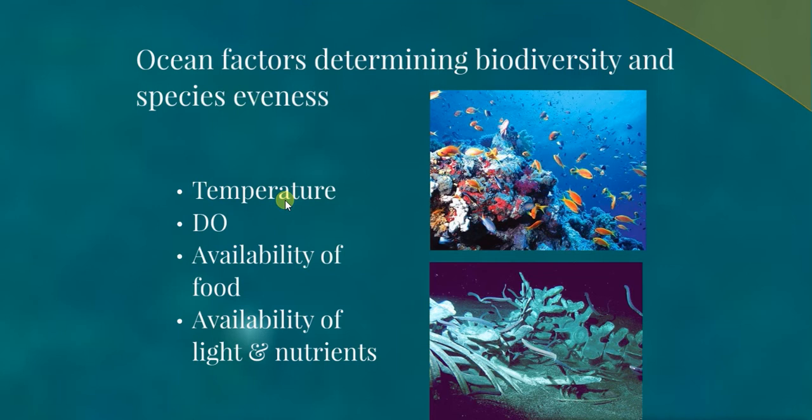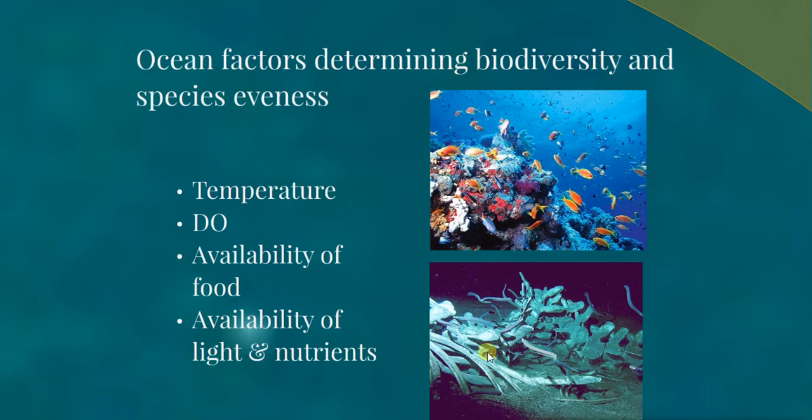But things that affect aquatic systems are going to be temperature. Fluctuating temperature is very important for a lot of these organisms. Most of them can only tolerate a small temperature range. DO, which stands for dissolved oxygen. Remember, a lot of this aquatic life has to be able to take oxygen that's dissolved in the water and extract it through their gills to be able to survive. The availability of food, which is a given, and availability of light and nutrients.